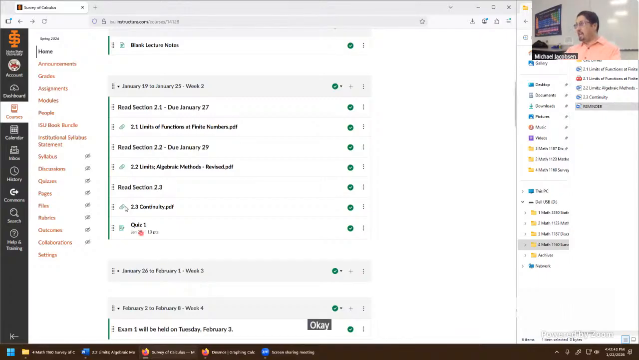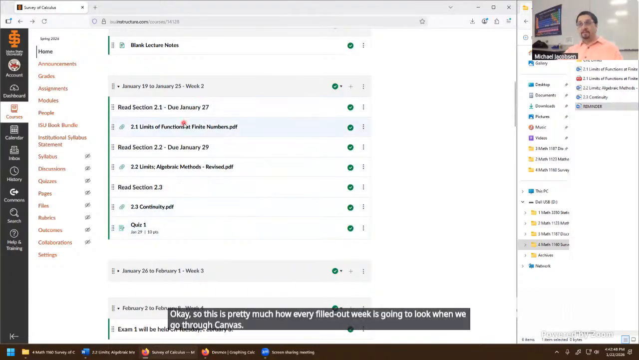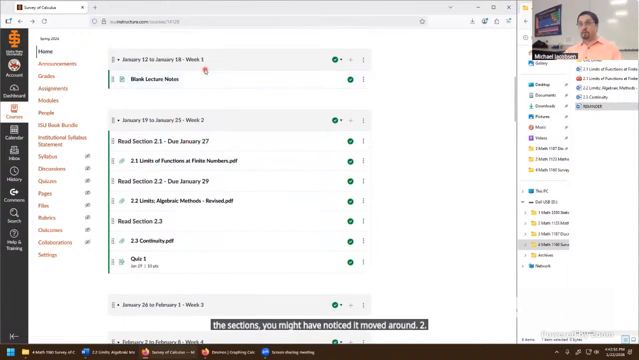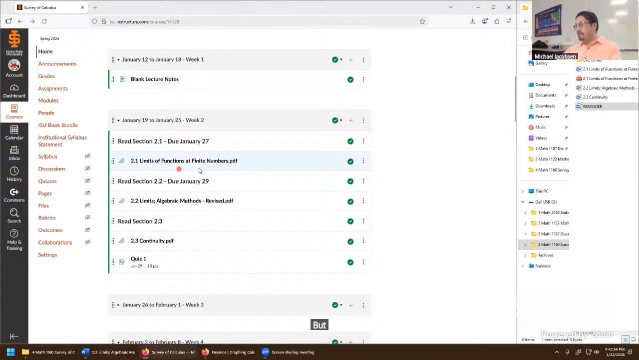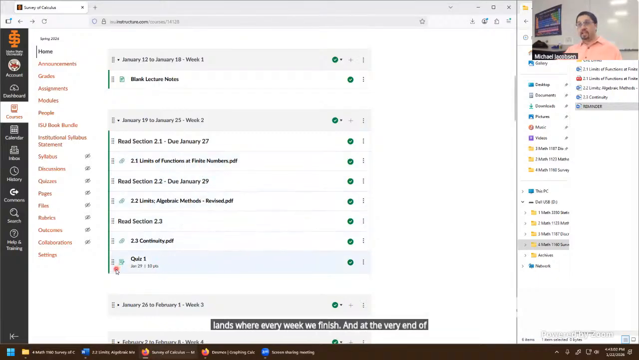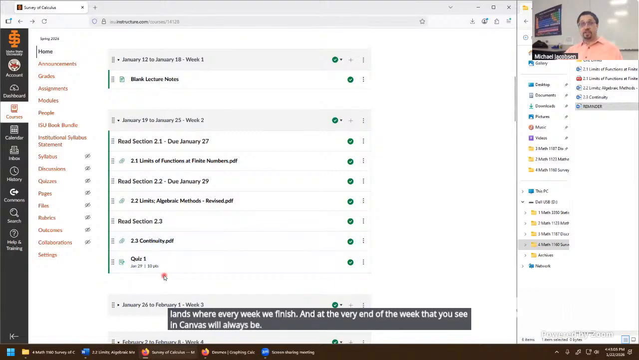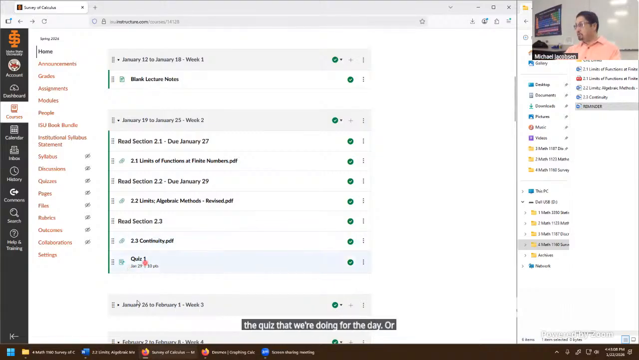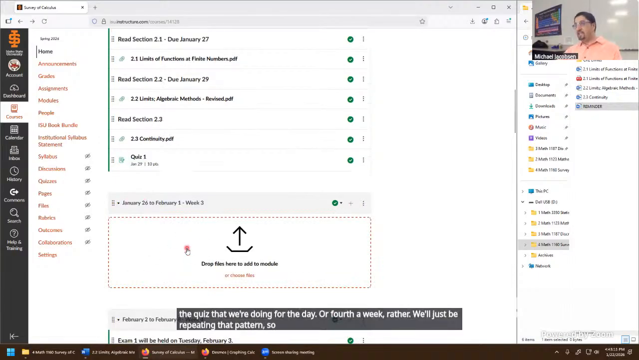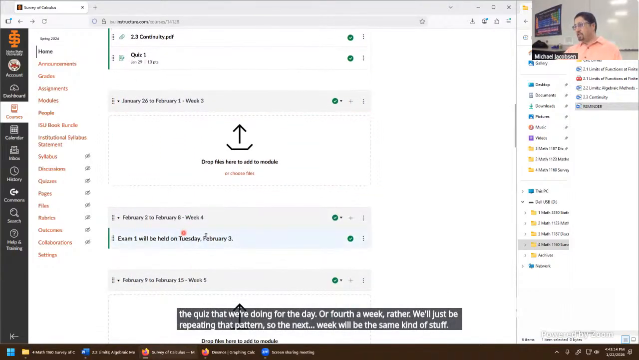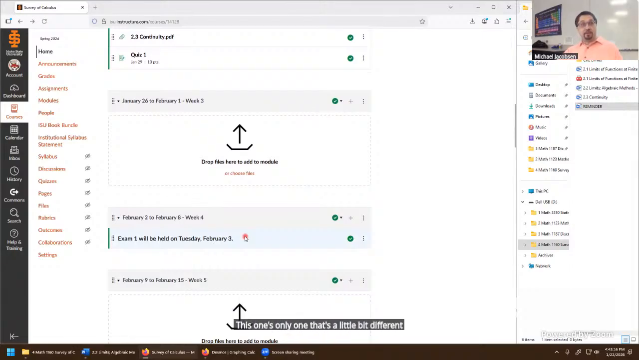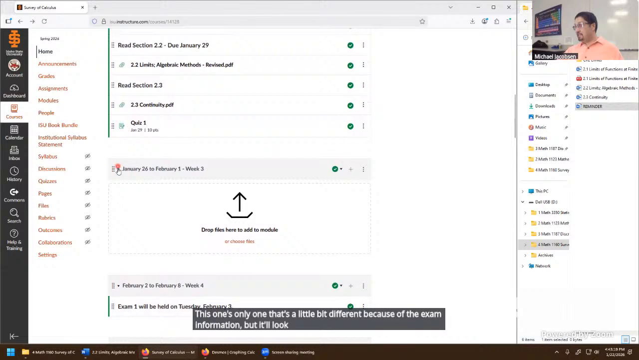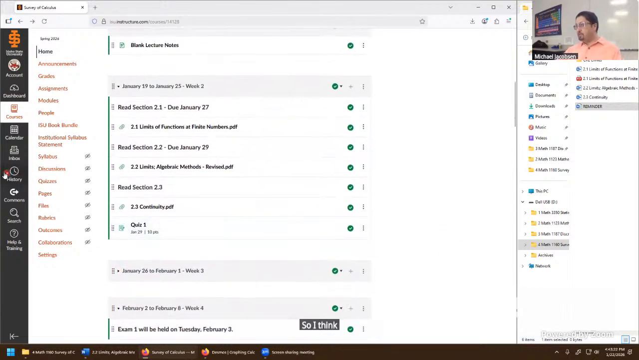Okay, so this is pretty much how every filled out week is going to look when we go through Canvas. The sections, you might have noticed, moved around. 2.1 was on week number 1, but we finished it on week number 2, so the document lands wherever week we finish. And at the very end of the week that you see in Canvas will always be the quiz that we're doing for the week. We'll just be repeating that pattern, so the next week will be the same kind of stuff. This one's a little bit different because of the exam information, but it'll look pretty similar as we go. So I think I pretty much ran out of things to say.